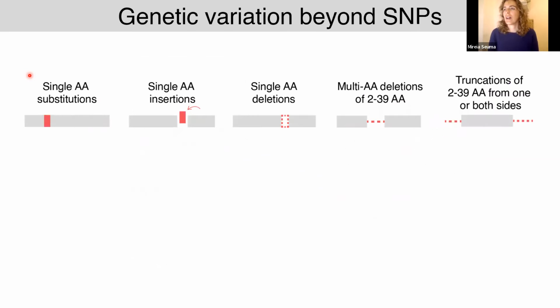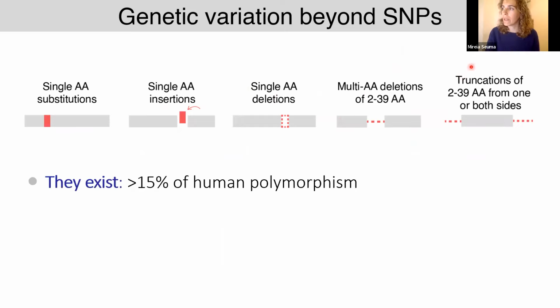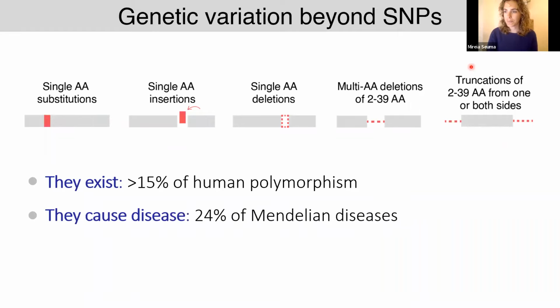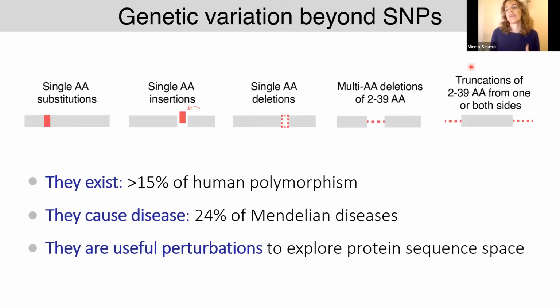And once we were finishing this project, we started to be very interested in other types of genetic variants, such as insertions, deletions, large deletions, or even truncations. And this is because, well, they exist and they cause human polymorphism. They cause disease and they are associated to disease, and they are useful perturbations, meaning that they ultimately allow us to explore larger sequence space.